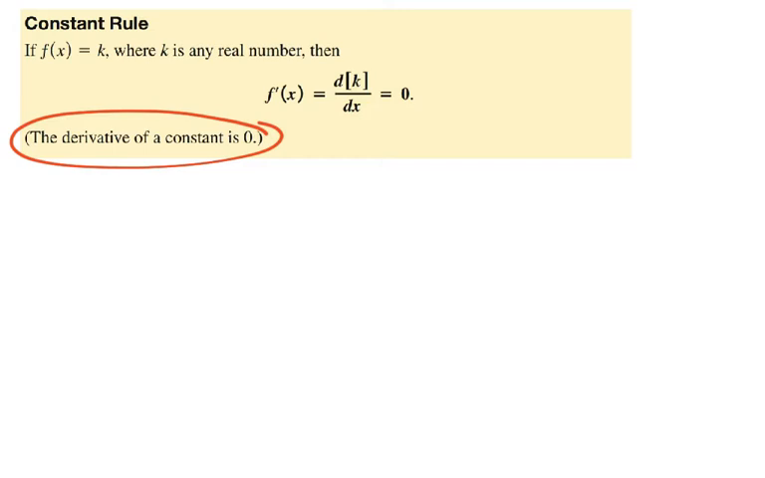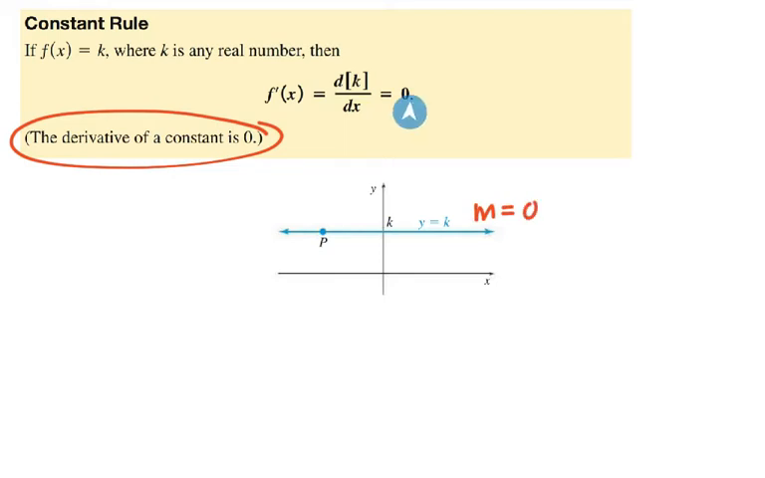So essentially we are just remembering here the derivative of a constant function is going to equal 0. Now remember, the derivative represents slope. And if we consider the graph of a constant function, it's a horizontal line. What is the slope of a horizontal line? The slope of a horizontal line, m equals 0. So this makes sense that the derivative of any constant function will always equal 0.